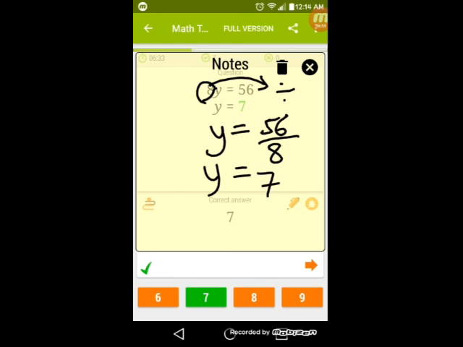And there you have it. I strongly encourage you to download this app, the Math Tests app, and go through the exercises yourself.